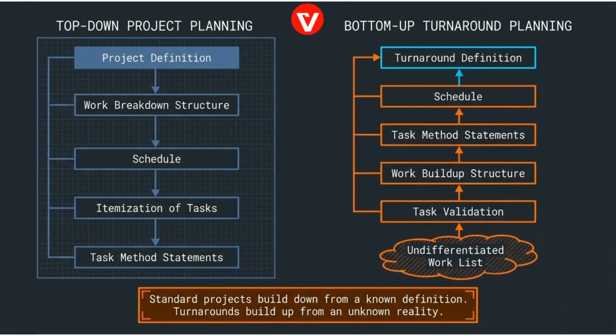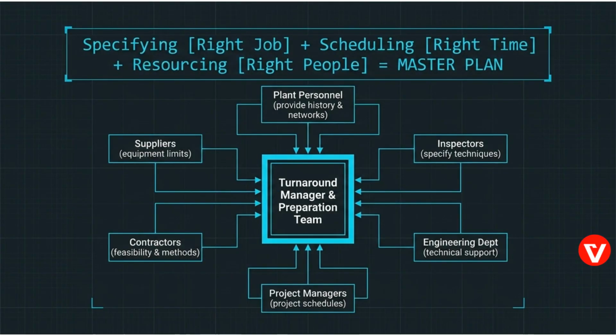Standard projects build down from a known definition. Turnarounds, however, build up from an undifferentiated work list and an unknown reality until equipment is opened. Creating a master plan involves specifying the right job, scheduling the right time, and resourcing the right people.